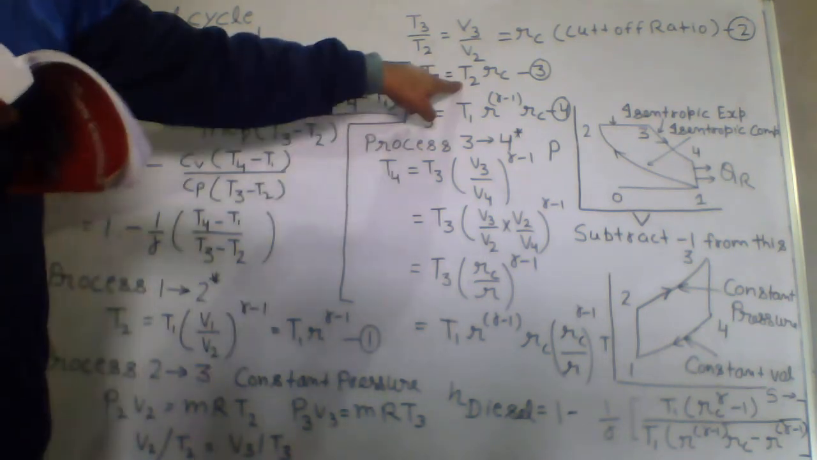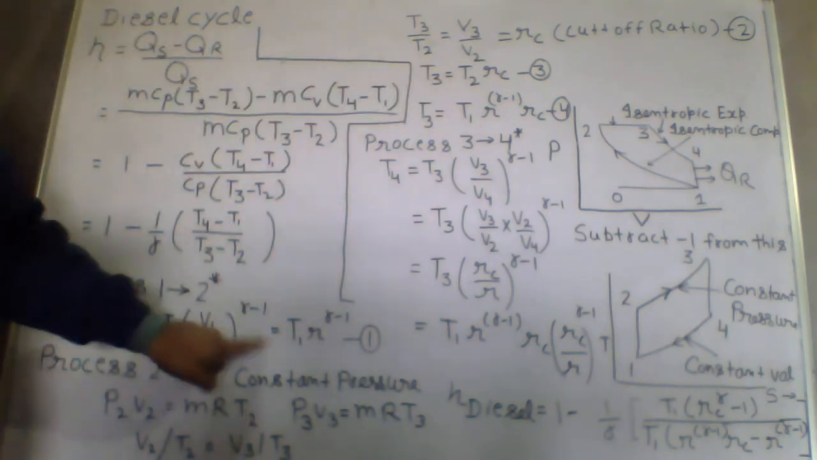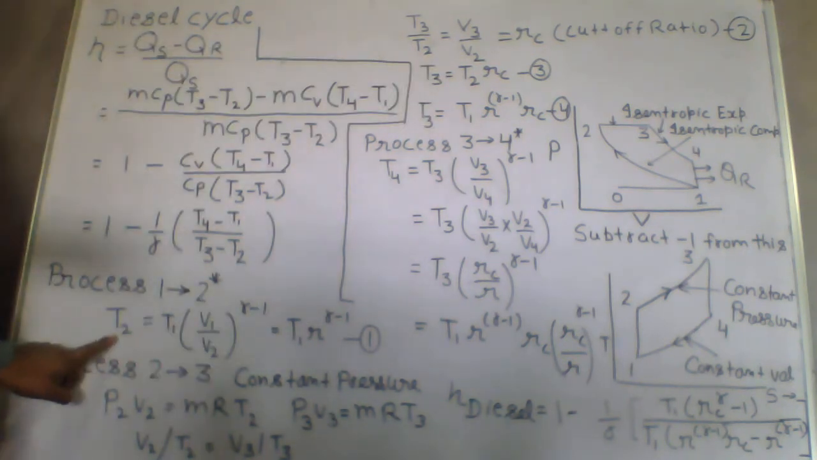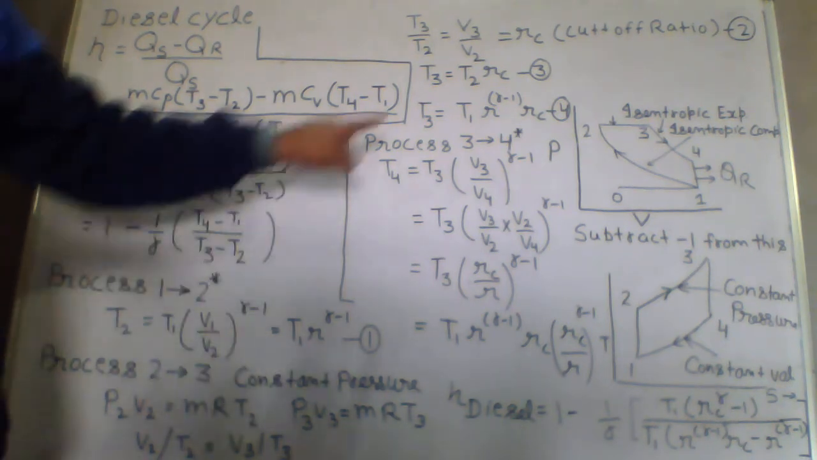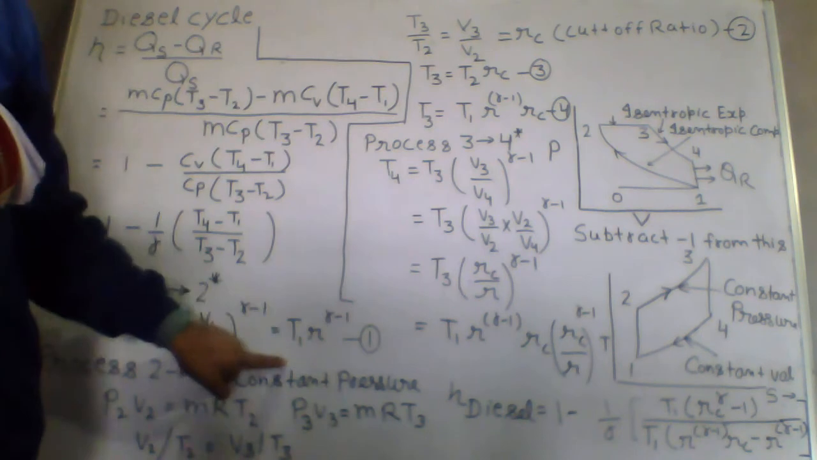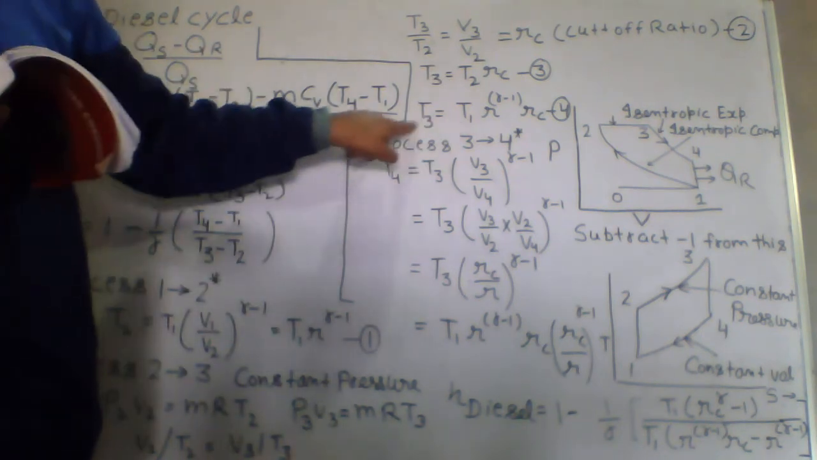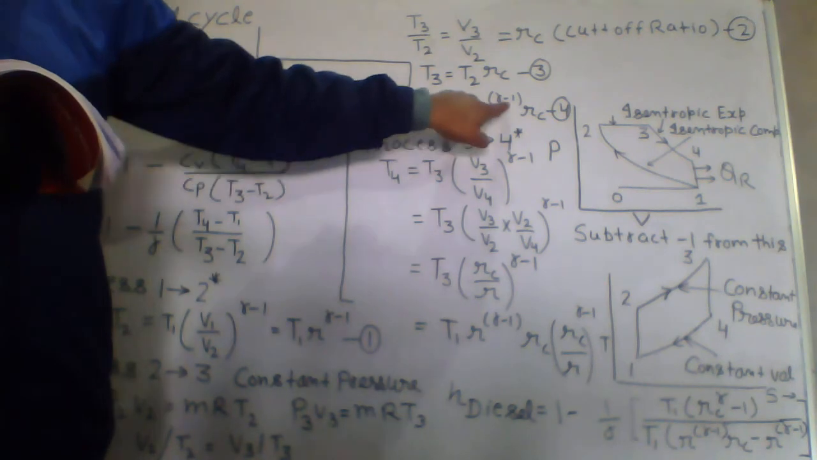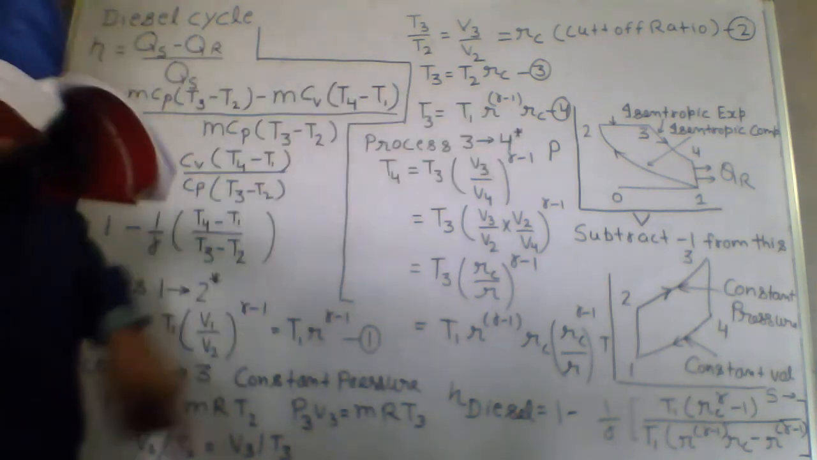You can replace T2 here. This is the third equation. This is the first equation. You can replace the value of T2 from here. T2 is equal to this. So what you can do, you can replace T2 by this. So we will get T3 in terms of T1. So T3 is equal to T1 R raised to power gamma minus 1 into RC, the cutoff ratio.